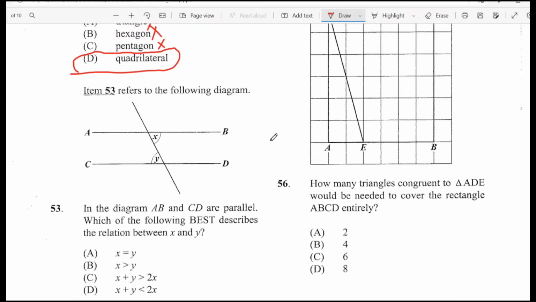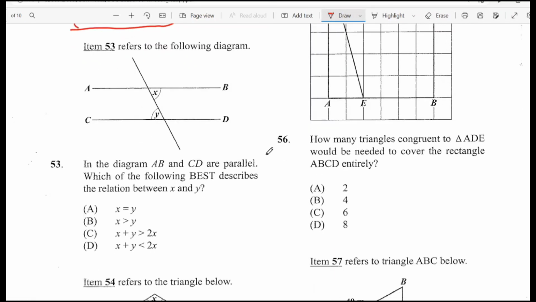Item 53 refers to the following diagram. And we're seeing here, we're told that A and C are parallel. That means this line is parallel to that line. Which of the following best describes the relation between X and Y? We'll say that they are equal, because these are what we call Z angles or alternate angles, proper name. So Z angles are equal.